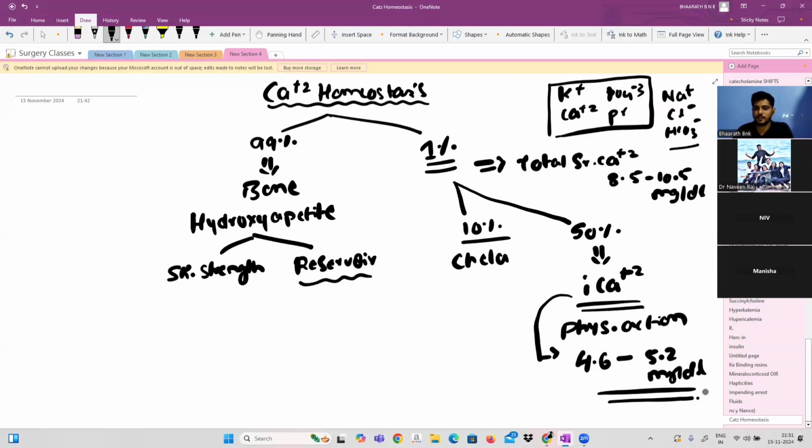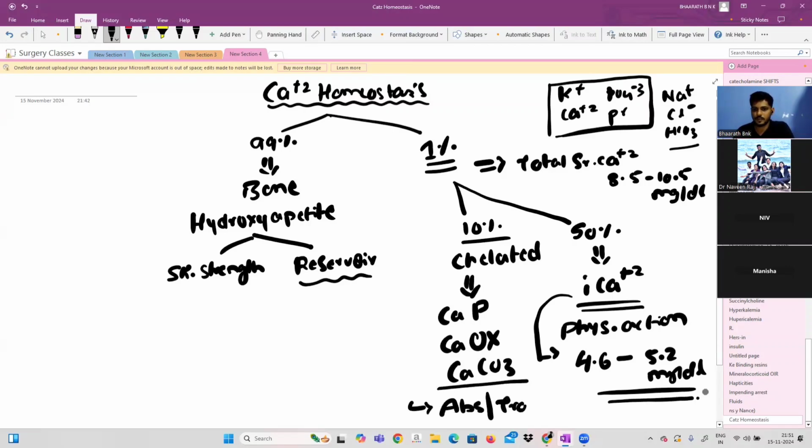Chelation means whenever ions combine. Because calcium is a cation, it can combine with phosphate and form calcium phosphate. It can be in the form of calcium oxalate or calcium carbonate. So this 10% is a chelated form where it combines with phosphate, oxalate, and carbonate and forms precipitates. This is how it is absorbed and transported. This chelated form helps it get absorbed from the gut and transported between the tissues.